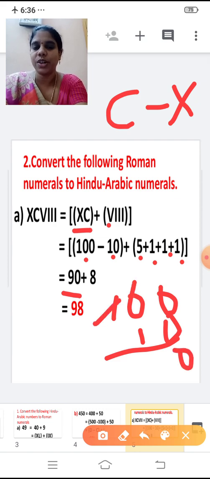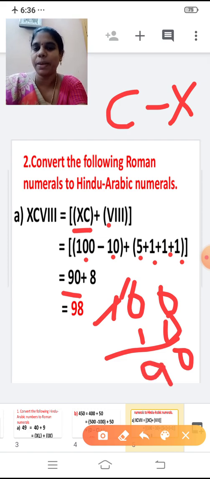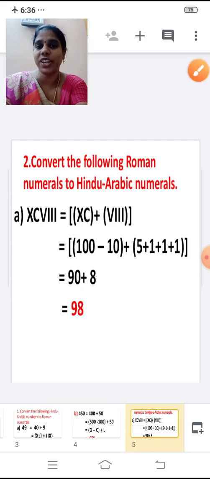Subtracting 10 from 100, what is the value? 0. I carry forward, 10 minus 1 is 9. I cannot subtract 0 from 1, so I am borrowing 1. So 10 minus 1 is 9. So the answer is 90 plus 5 plus 1, 6. 6 plus 1, 7. 7 plus 1, 8. So the answer is 90 plus 8. Add and tell me now, children. 90 plus 8.